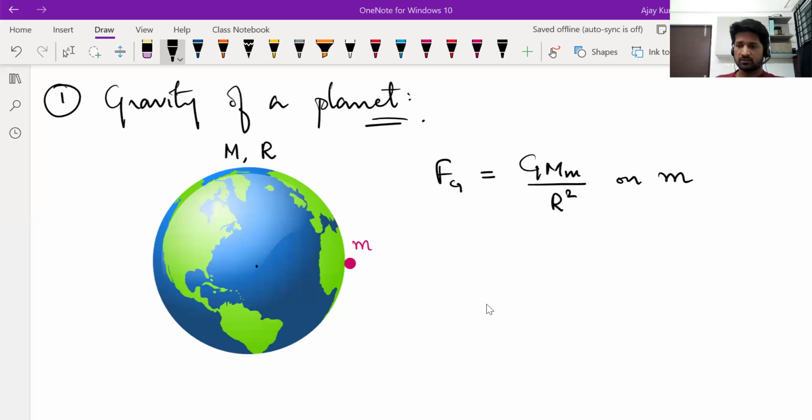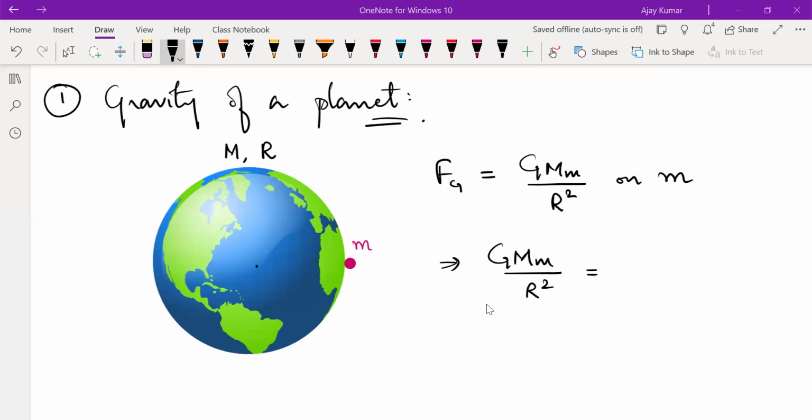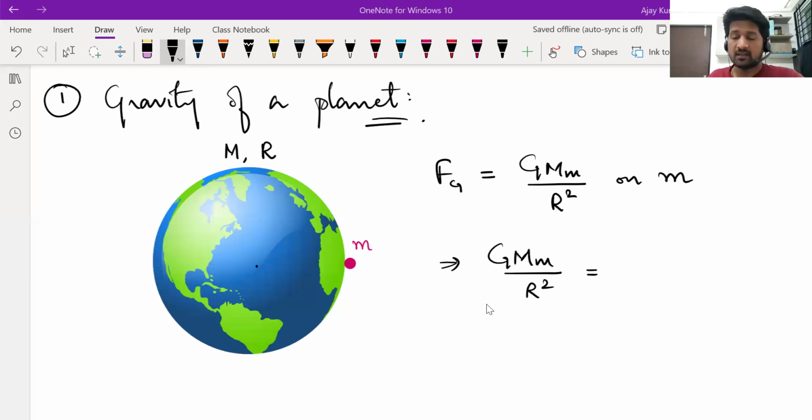And if this is the force, then you can equate this to G capital M small m by r square. Now, generally we write force is mass into acceleration. Actually, it is net force is mass into acceleration. There could be other forces also acting on this particle. We know the gravitational force acting on it is this much. Then you can equate this to mass into acceleration due to gravity. That is what we denote as small g.